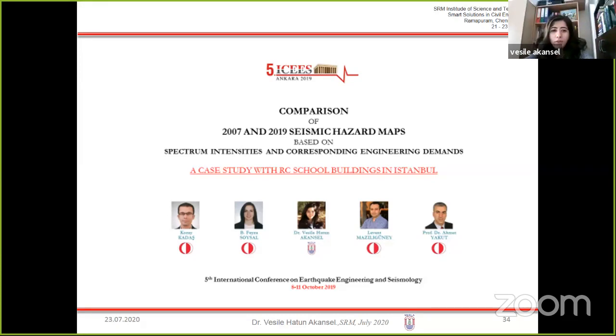The name of our study was the comparison of 2007 and 2019 seismic hazard maps based on spectrum intensities and corresponding engineering damage. Our purpose was to look at how the new earthquake code, or seismic hazard map, affected the school buildings located in Istanbul. We made many studies considering these school buildings, but here I will show you only one, giving a few details from the other studies that we made.